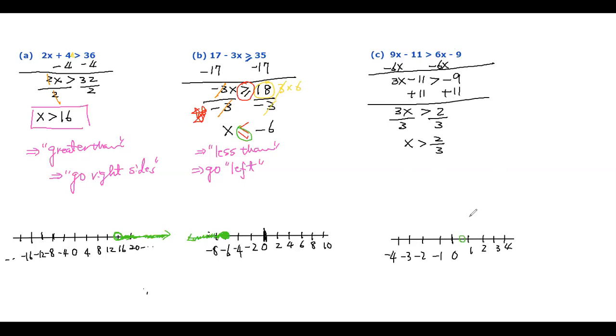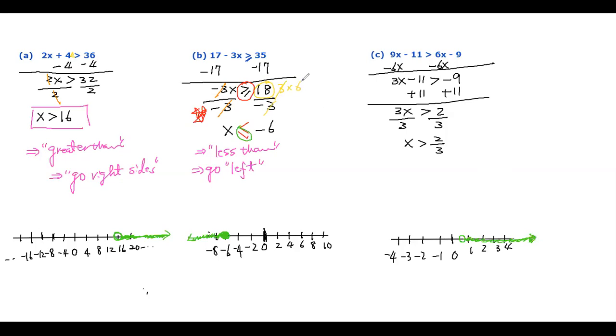I put a circle. The reason why I put a circle is because of what? I don't have an equal sign. Because it's greater than, I go right. Right? So greater than, I go right. So this is greater than. So these are the solutions here.